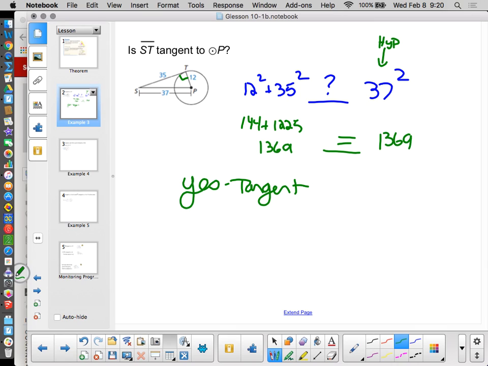If it was anything other than a right angle, we wouldn't really have to discriminate between obtuse and acute here. We just know it's not right. We're kind of looking right, not right here. And if it's right, it's a tangent line. If it's not right, it's not a tangent line.